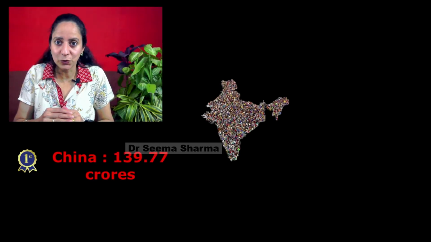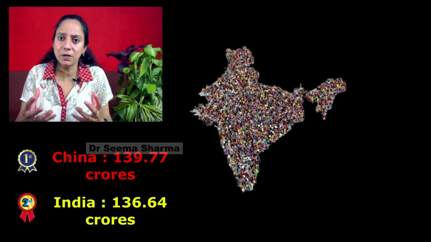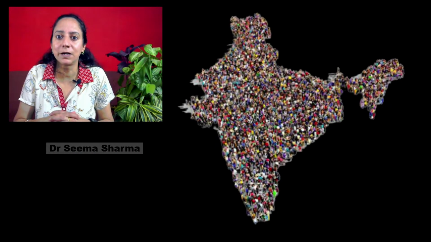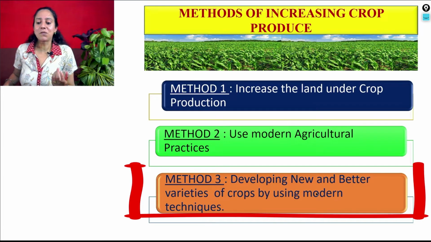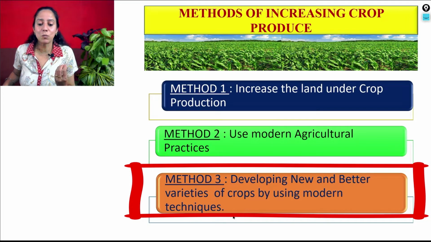So children, what we have understood is that method 2, use of modern agricultural practices and use of high yielding varieties, has increased the crop production or the crop yield manyfold. But you are also aware of the fact that we are the second most populous country of the world, and in order to meet the food and other requirements of people of our country, the efforts of the farmer are not sufficient. So we have to look for other options. And here comes method number 3, development of new and better varieties of crops by using modern techniques.